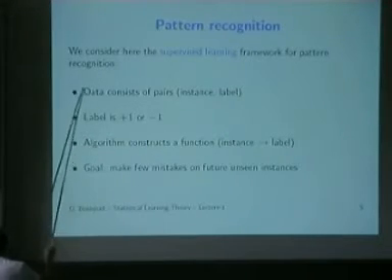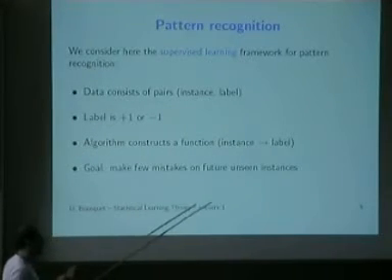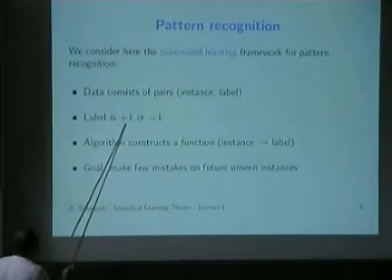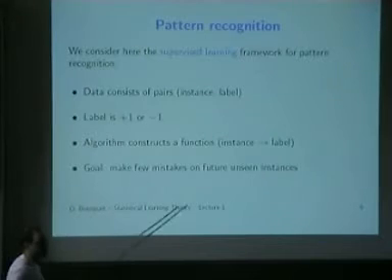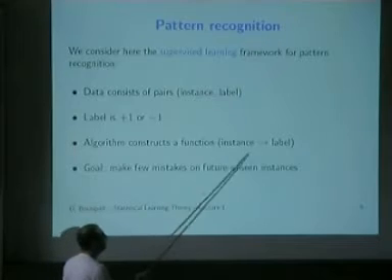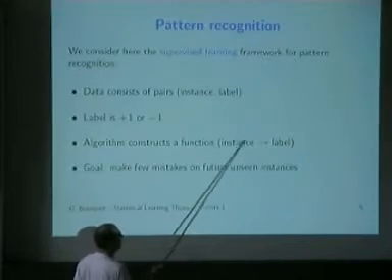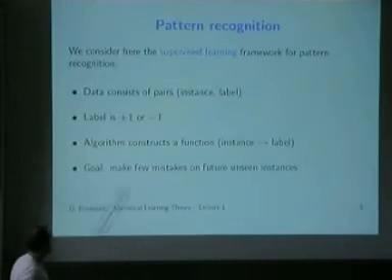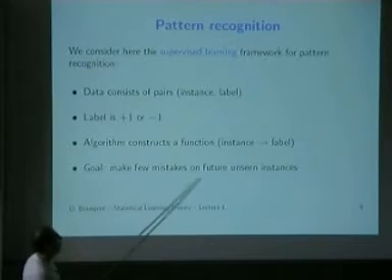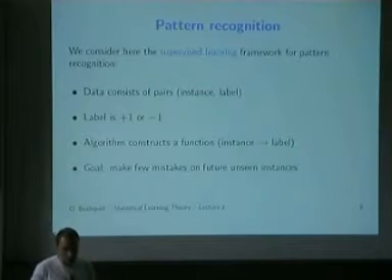What it means is that we have some data which consists of pairs, instance and label. For example, the pair of day and weather on that day, sunny or not. The label is restricted to be binary, here +1 or -1, so we have just two possible labels. And we have an algorithm that constructs a function that maps instances to labels. So you give it the date, and it has to predict the weather on that day. Of course the goal is to predict correctly, which means to make few mistakes on future unseen instances. We don't care about predicting the weather in the past because you have observed it already.